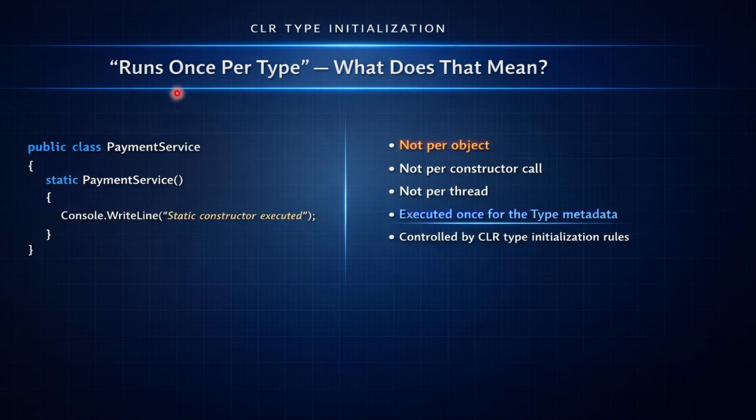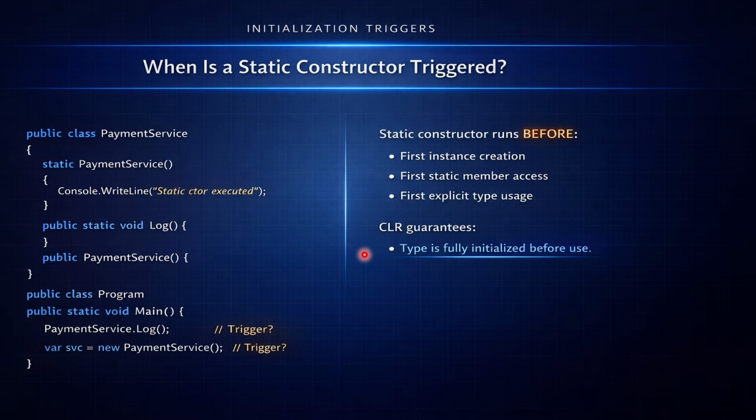As we have already said, it runs once per type. So there is a class, and no matter whether we create an instance or not, it will be executed once. Now, when does a static constructor get triggered? We have already seen, no matter what we do, it will be triggered, whether you create an instance or not, if that class is going to be used in your application. And it's the CLR's responsibility.